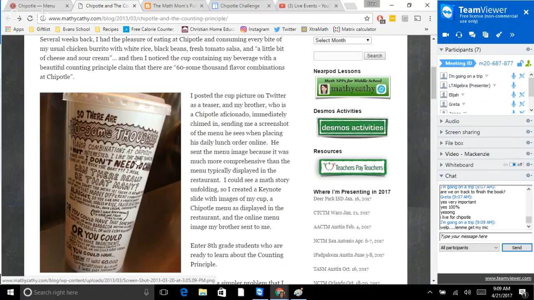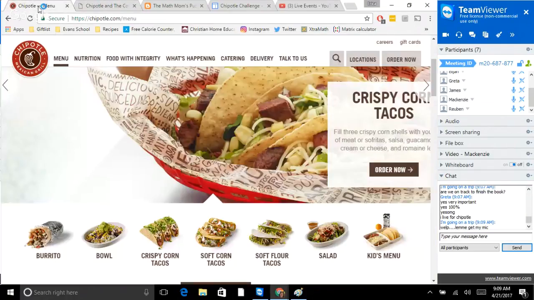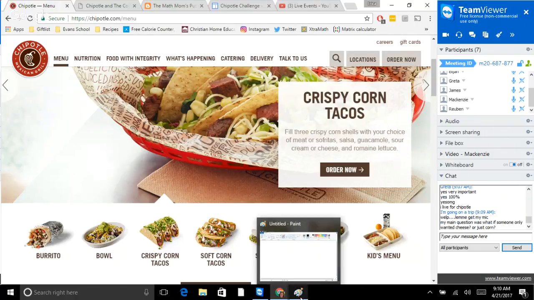All right, so what do we have to do to be able to see if there's 60-some thousand combinations? What do we need to start with? Maybe we should start with the menu. What do you guys think? Well, look at that. I have the Chipotle menu right here, right? So the first thing that we have to come up with, this is like using math in real life, it's not just this standard problem like, well, there's ice cream and you can get strawberry, vanilla, or chocolate, and a cone or a cup. How many combinations are there?